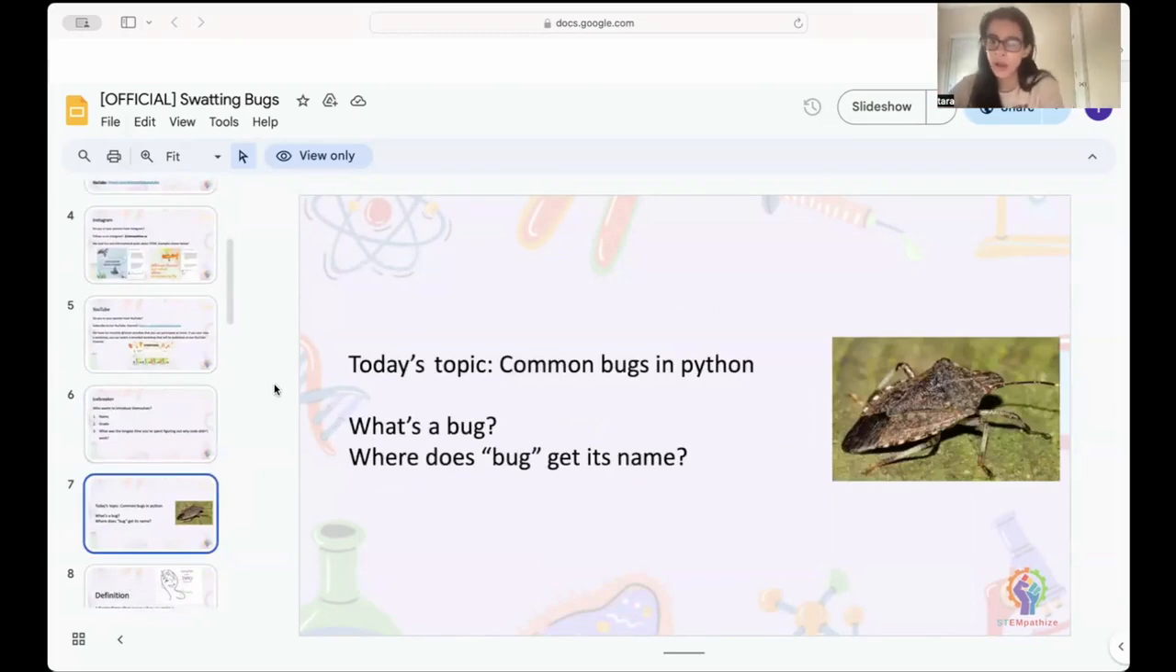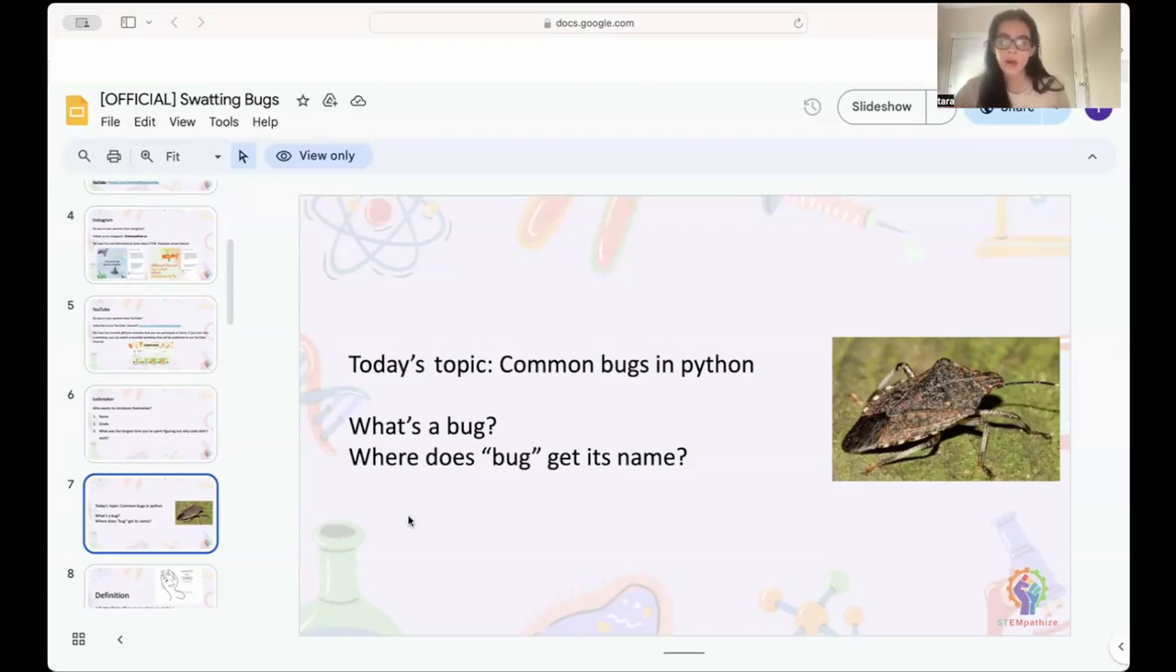So today's topic is going to be common bugs in Python. What's a bug? You can give us an example of what a bug is. The first thing I thought of was a cockroach, which is really nasty. But when you think about what a bug does, it's just kind of annoying. It's always hovering about, and if I wanted it to leave, I would get it to leave. I really wish it would leave.